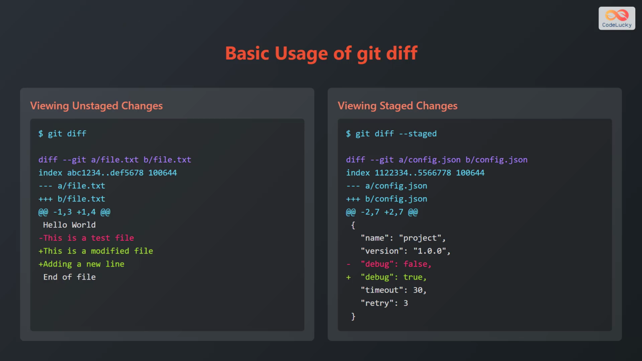On the right, we are viewing staged changes. If you want to see the changes you've already staged, use the command git diff --staged. This will display the differences between the staging area and the last commit. Again, removed lines are in red and added lines are in green.